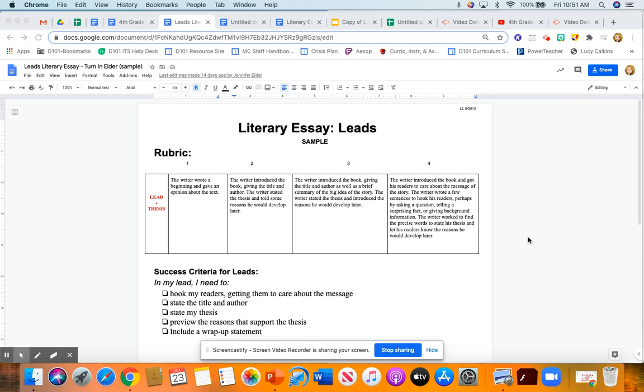You have been learning how to write leads for a literary essay. Let's talk a little bit about what literary essays need for their leads. This is going to be a little bit of review, but it always helps to see the information again.